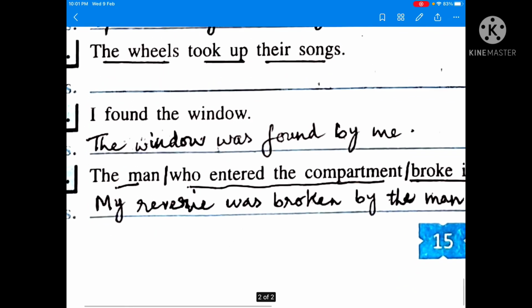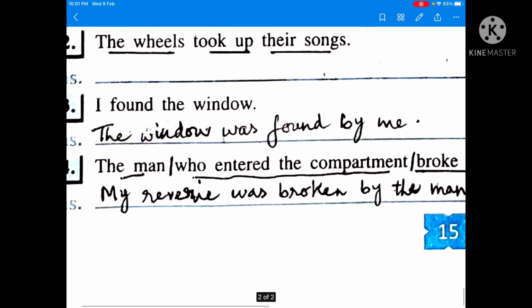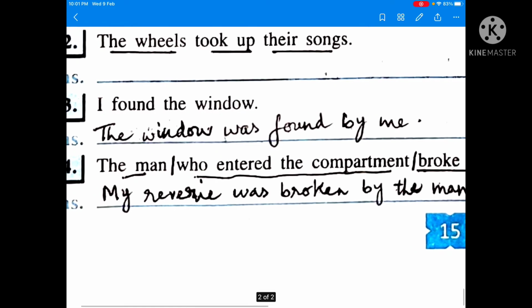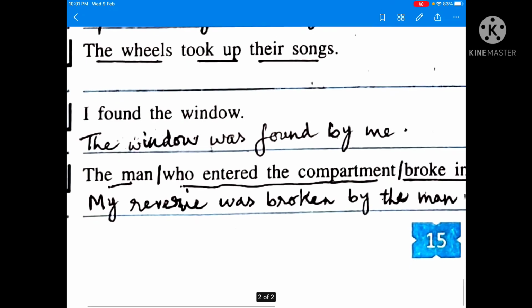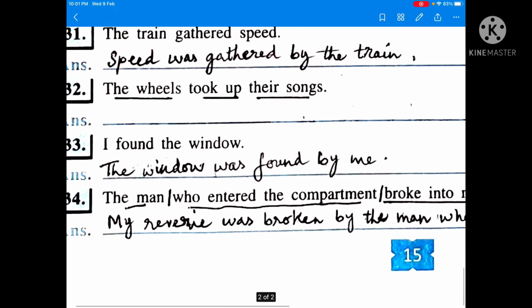I found the window. The window was found by me.